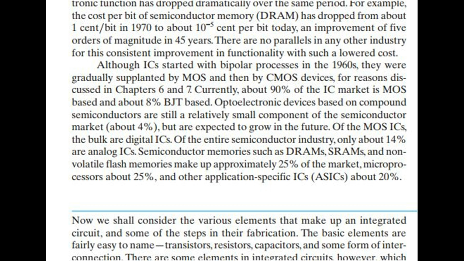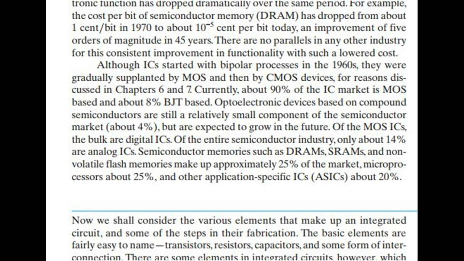Of the metal oxide semiconductor integrated circuits, the bulk are digital integrated circuits. Of the entire semiconductor industry, only about 14% are analog integrated circuits. Semiconductor memories such as dynamic random access memories, static random access memories, and non-volatile flash memories make up approximately 25% of the market, microprocessors about 25%, and other application-specific integrated circuits, ASICs, about 20%.